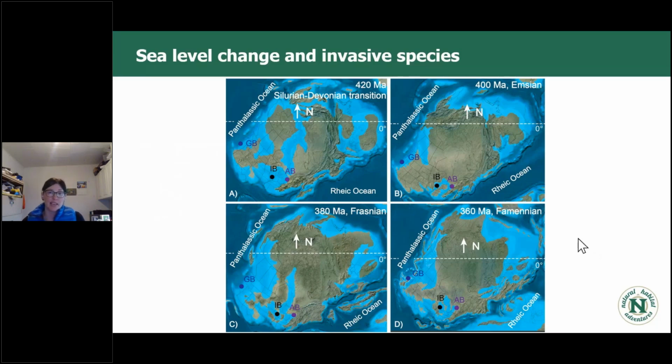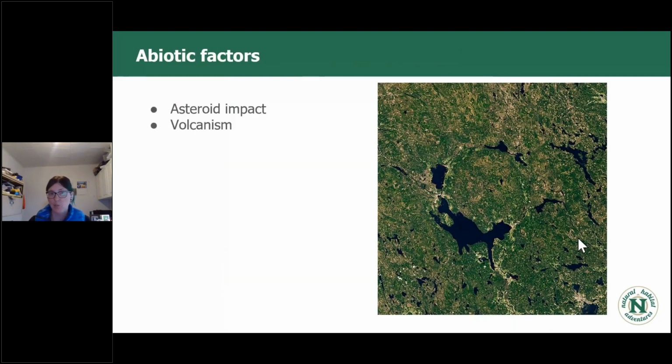So those were some of the biotic factors. Were abiotic factors part of this as well? Yeah, almost for sure. We have direct evidence of asteroid impact at this time. So this crater ring that you can see here in the image is called the Siljan Ring. It's in Sweden. It's an impact site from the end of the Devonian.